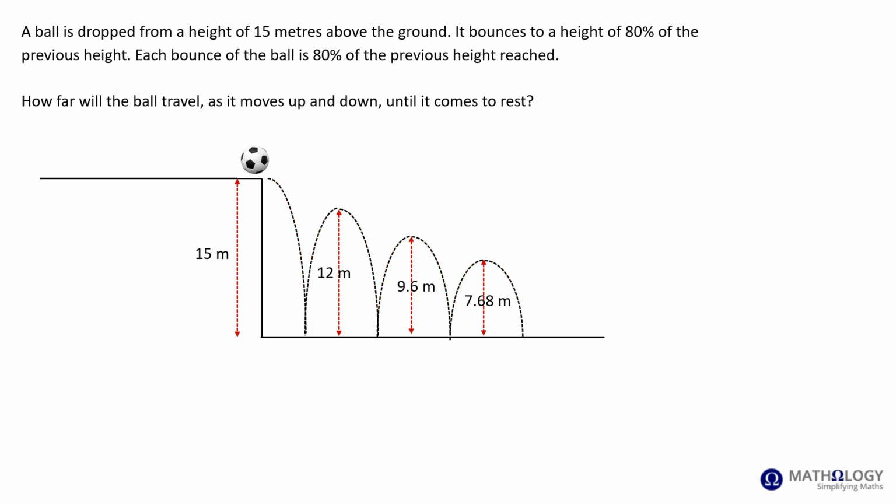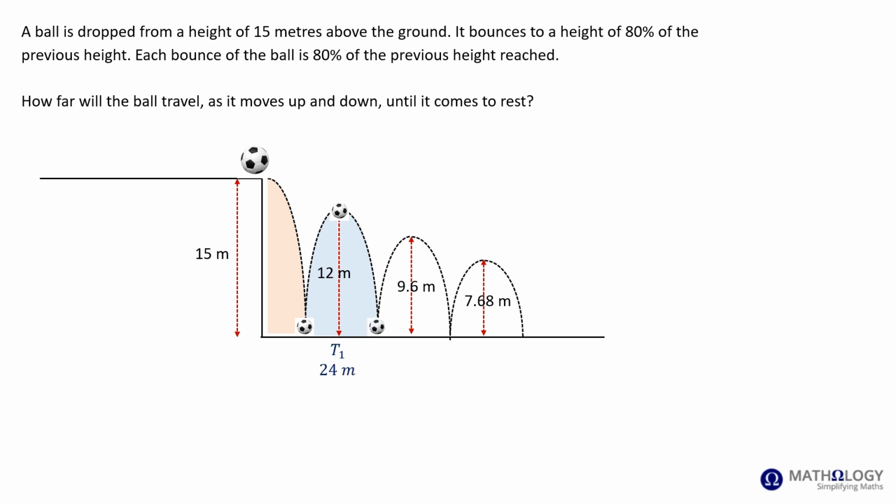Since the height of the ball after each bounce is 80% of the previous height, we have a geometric sequence, starting from the time the ball strikes the ground for the first time. We will therefore ignore the 15-meter drop for now, and consider the sequences of bounces first. The ball strikes the ground for the first time, bounces to a height of 12 meters, and travels another 12 meters before striking the ground for a second time.